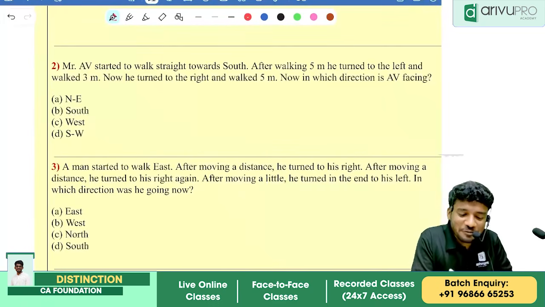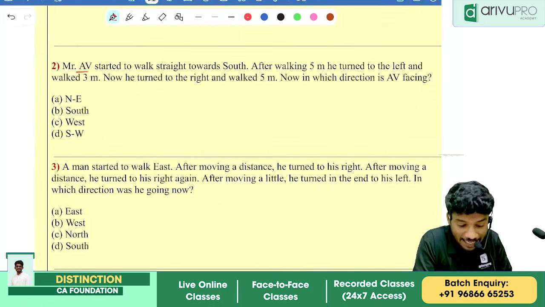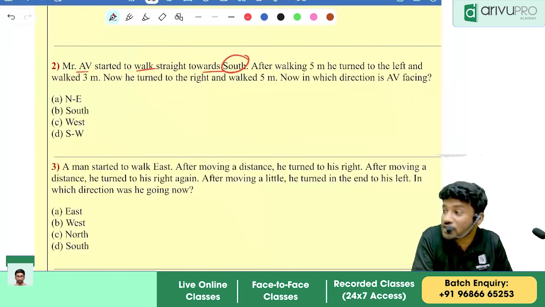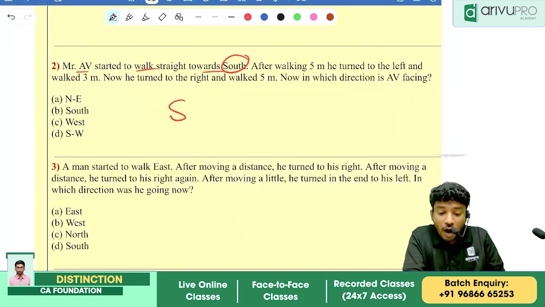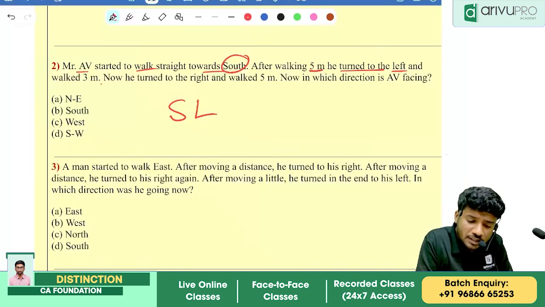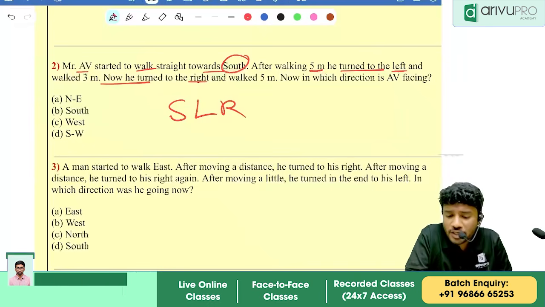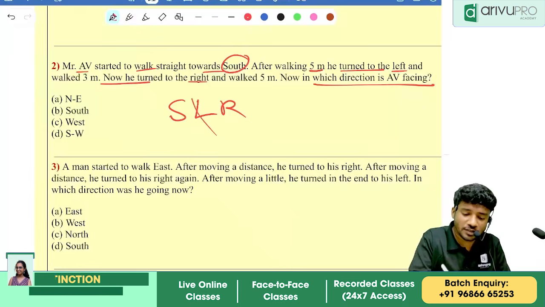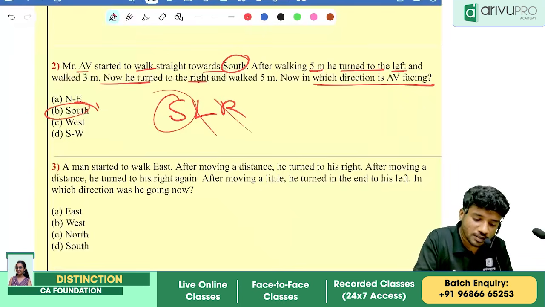Mr. A.B. started to walk straight towards south. After walking 5 meters, he turned to the left. And now he turned to the right. In which direction is Mr. A.B. looking? Answer is south.